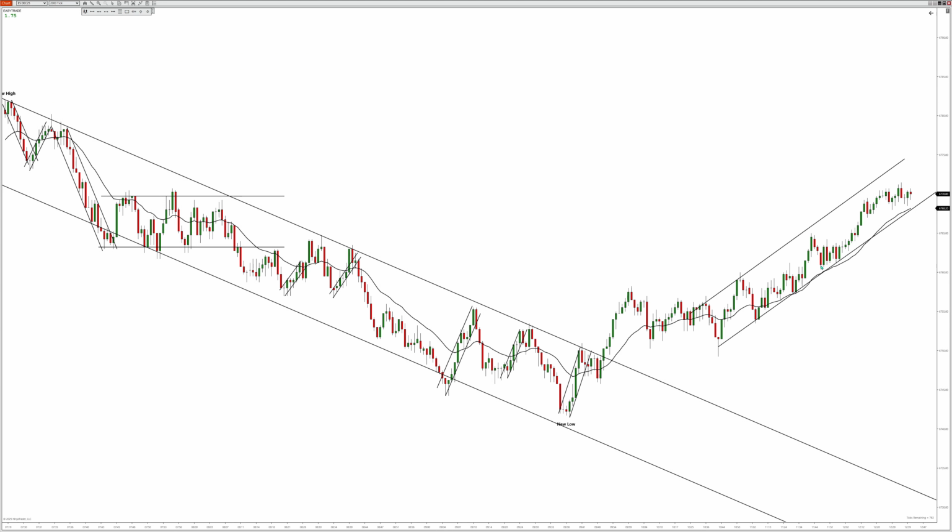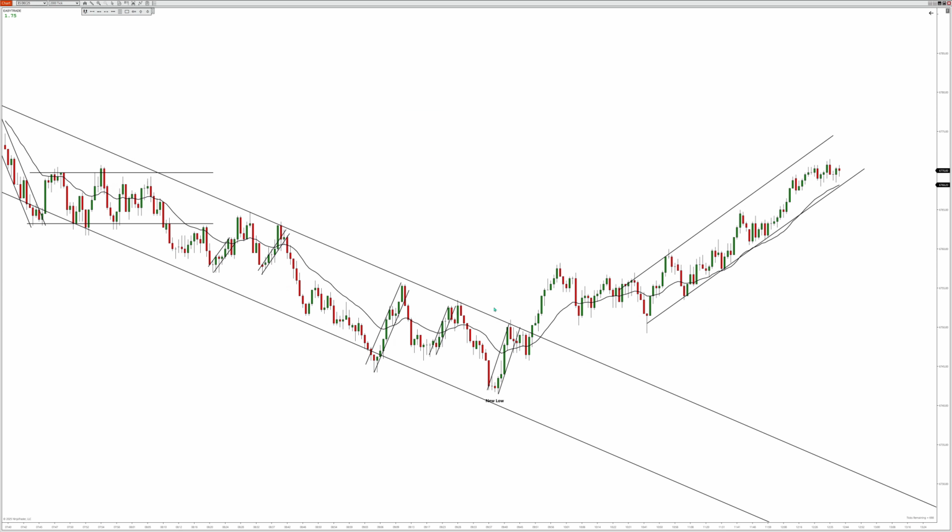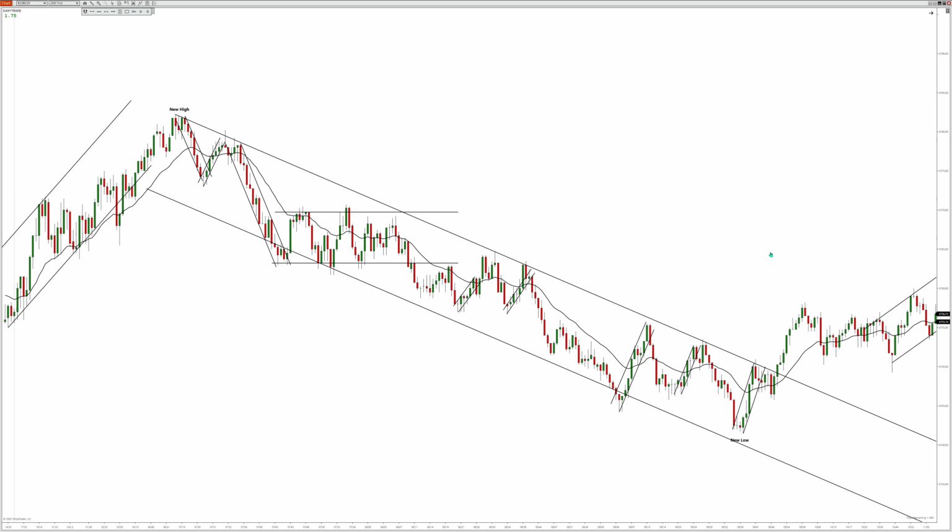New low already created. After new low is created, we expect correction or reversal. And it looks like it might be a reversal if this is actually the bias of the market. So overall, pretty good day.